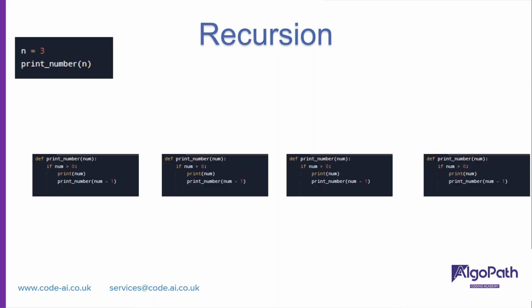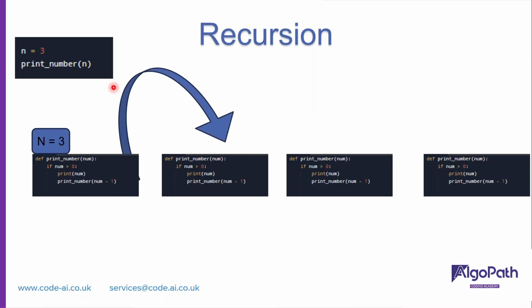Now let's see an example and how recursion works. Here we will be taking an input of n and we will print all the numbers from 1 to n. Initially, when the function was called, n was equal to 3 because that was the input, and that was sent to the recursive function. So here printNumber is the recursive function.